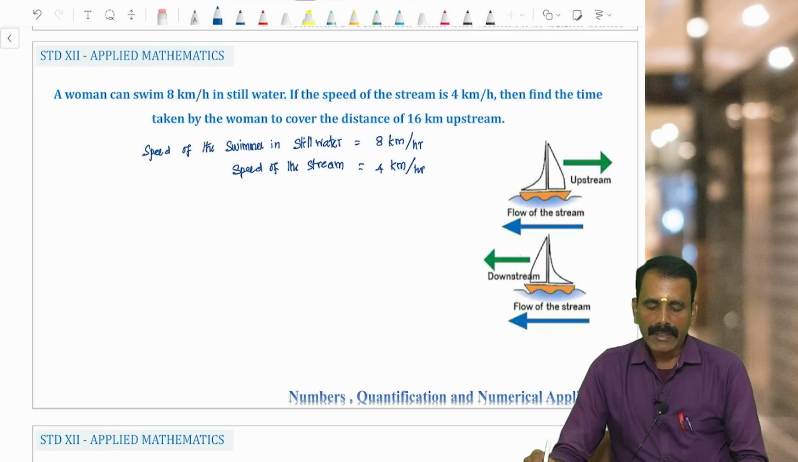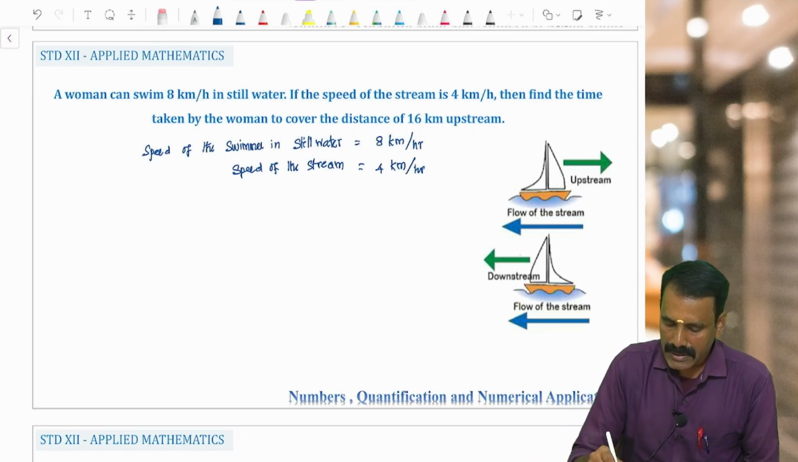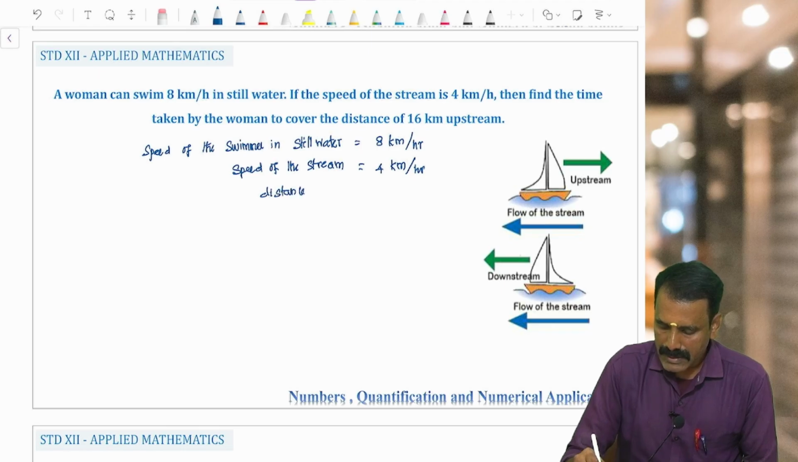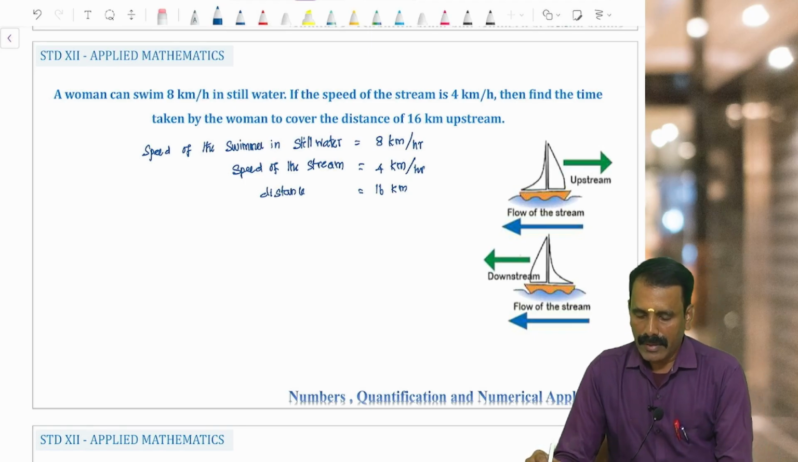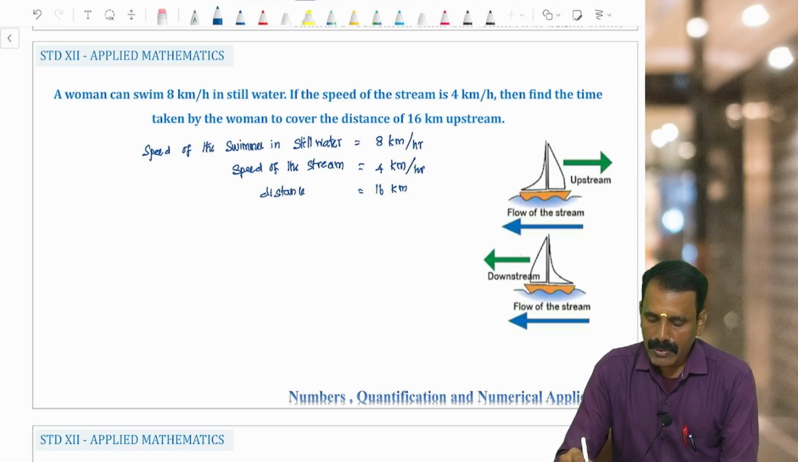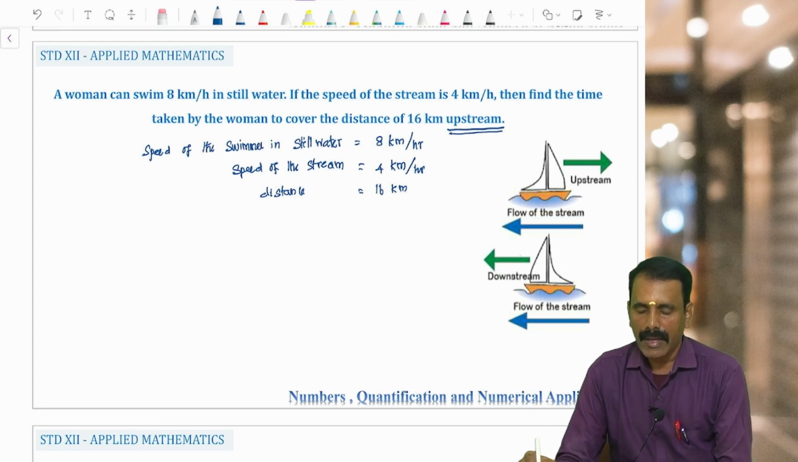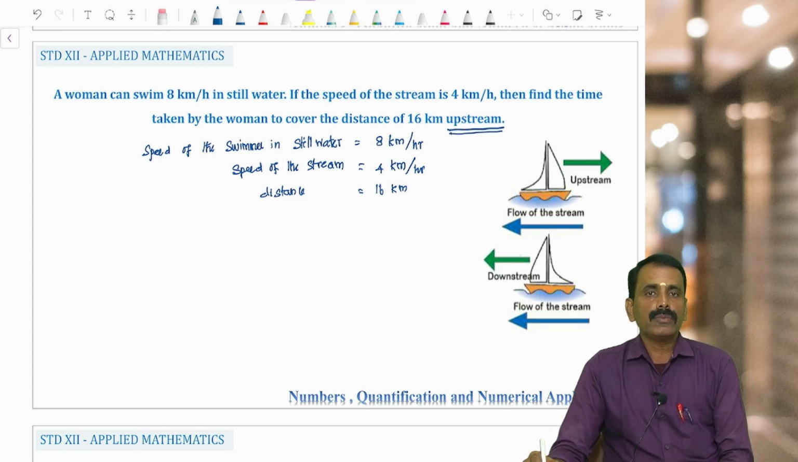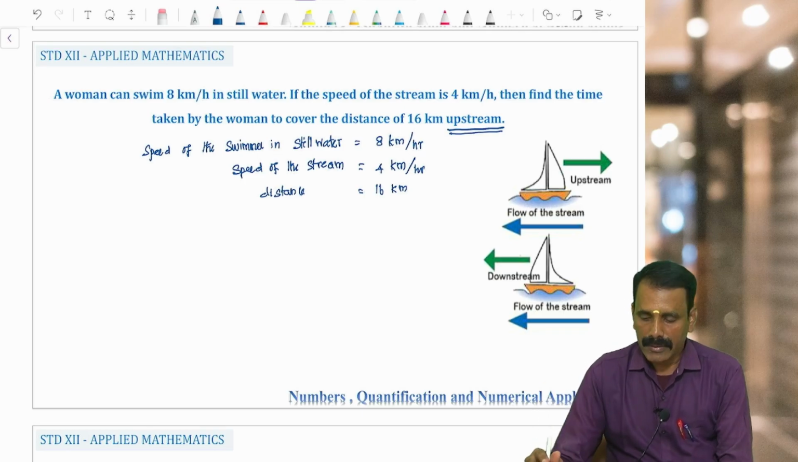And we are going to find the time taken by the woman to cover the distance of 16 km. So distance is also given to us. Distance is given to be 16 km. Okay. And she is going to swim upstream. Upstream means she is going to swim against the flow of the water.